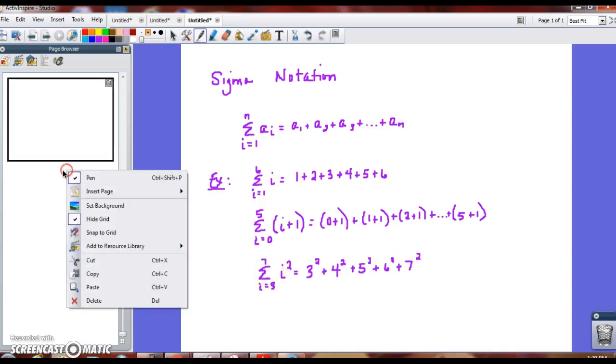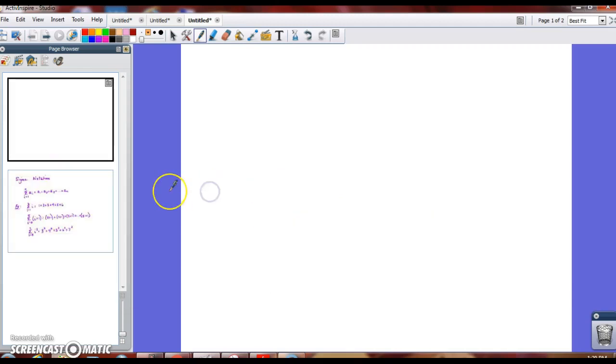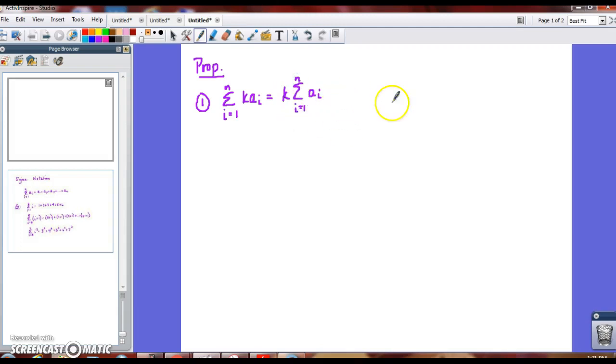So let's talk about some properties of summation. And these two properties are going to come in pretty handy. The first one is this. We have our sigma notation from I equals 1 up to n of some constant k times a sub I. And the idea here is that you can take that constant out and multiply it through at the end. So you would add up all of your terms, the sum from I equals 1 to n of a sub I, and then take that sum and multiply it by that constant k.